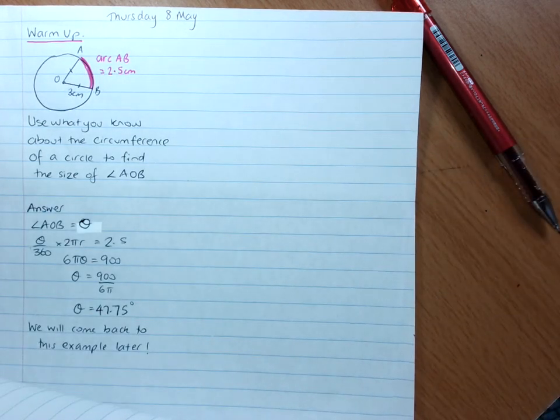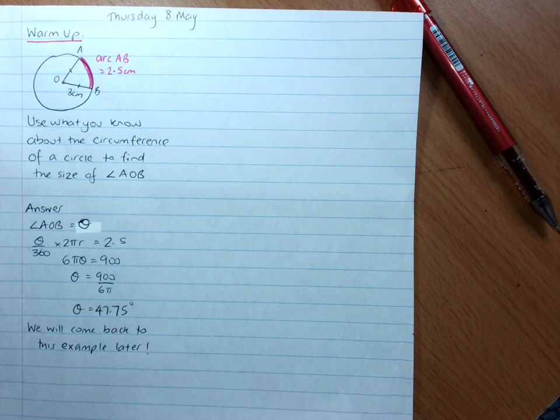Alright, so you've had a go at this question. You've used what you already know from earlier years about finding part of the circumference of a circle to come up with theta equals 47.75 degrees. Now we're going to come back to this example later on. Write down anything you need and then come back to the video again.